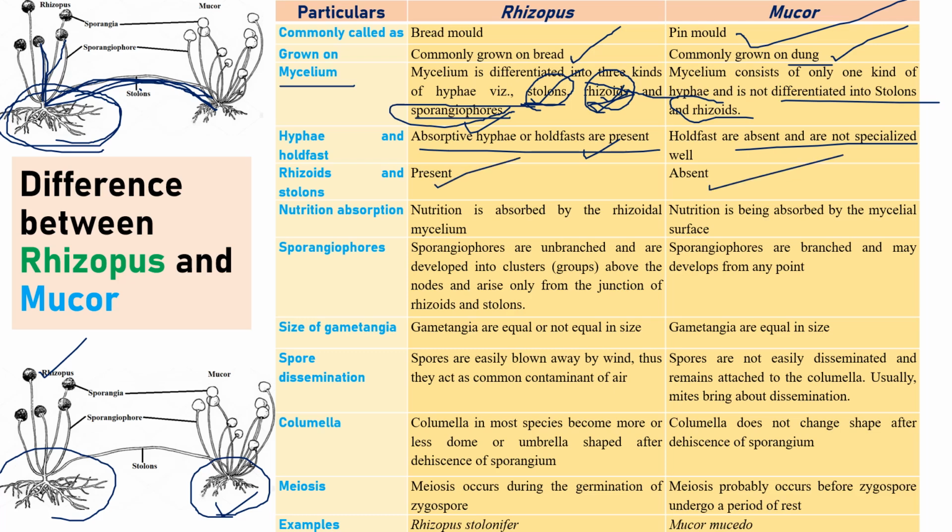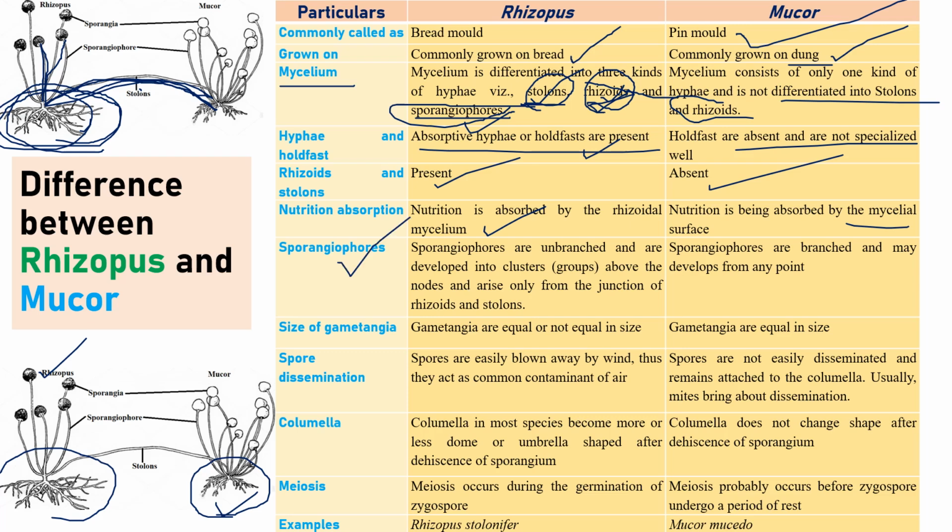Coming to the nutritional types, as I told you, rhizoids are actually an anchoring organ and also the nutrient absorbing organ. So for absorbing nutrients, Rhizopus uses these rhizoids, which act as the nutrient absorbing site. There is no specialization in the case of Mucor. Mucor takes nutrition by means of the mycelial surface, simply an absorptive type of nutrition through the mycelial surface. But Rhizopus has well specialized rhizoids which are helpful for absorption of nutrients.